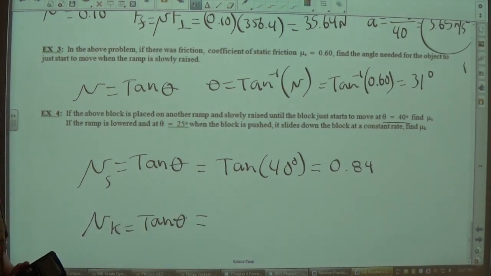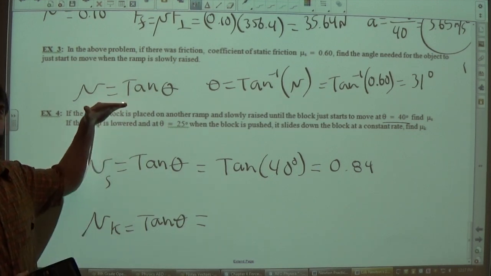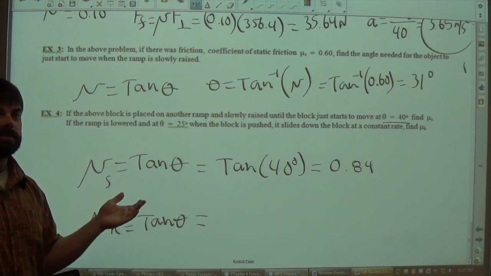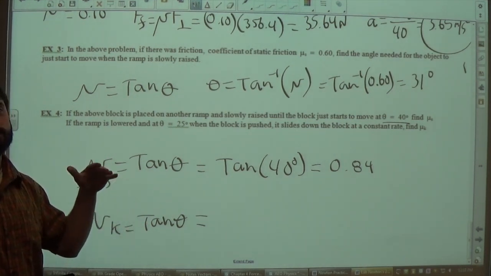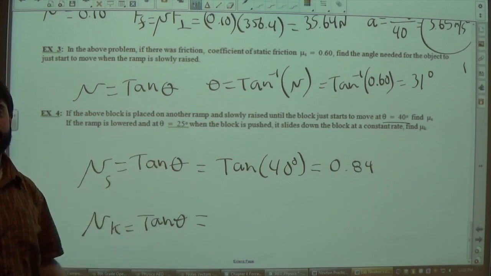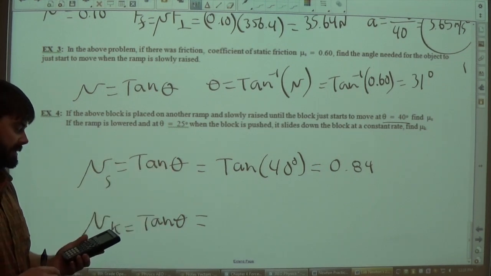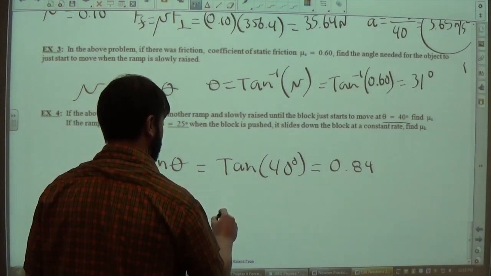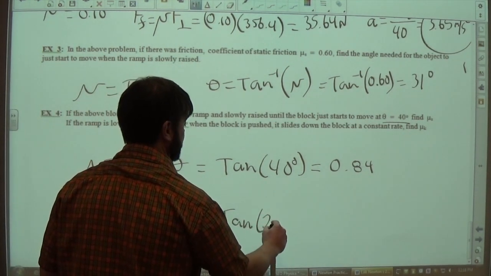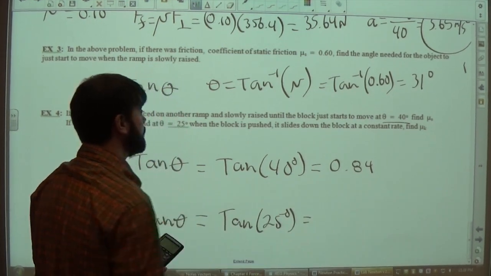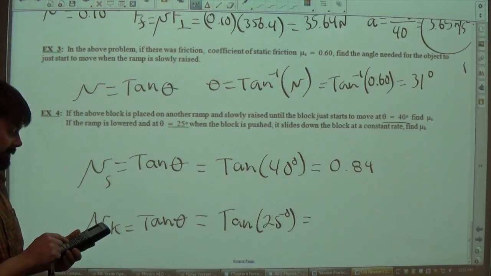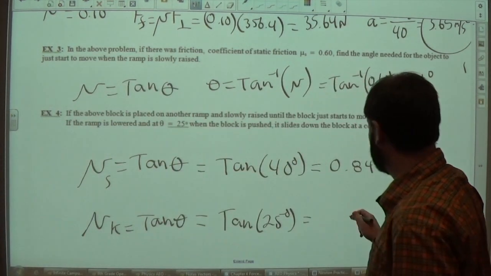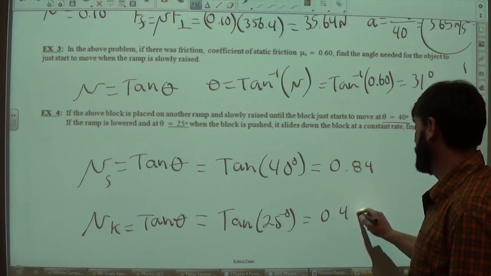Just notice that the criteria changed a little bit, because they do say that the ramp is lowered and you have to give it a little bit of a nudge. And that nudge is overcoming the static friction, but once it starts to move, kind of bouncing along those microscopic ridges, it continues to carry on in motion. So for this one, we're going to have the tangent of 25 degrees. If I multiply that out, I get about 0.47 if I round it.